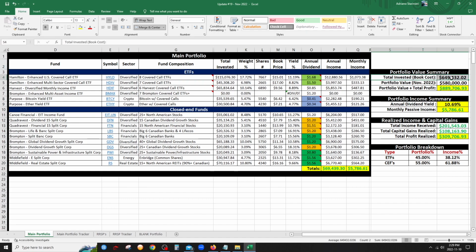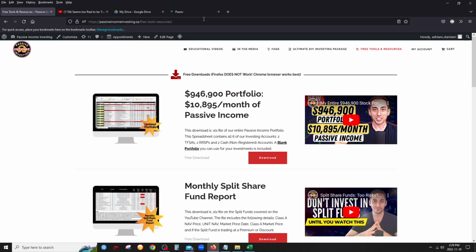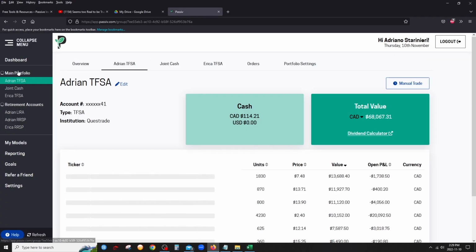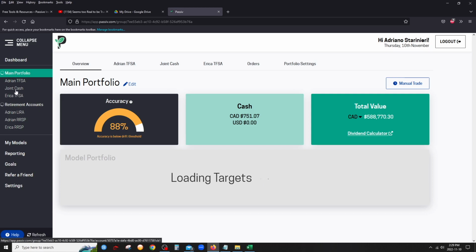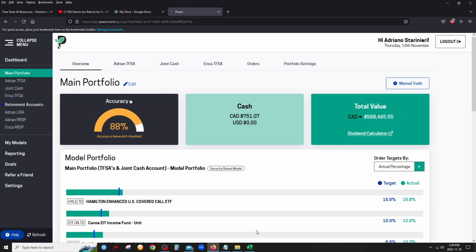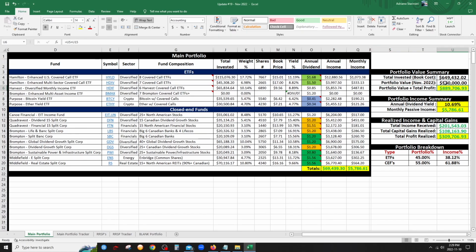This is the book cost, like I said, portfolio value. So what is this number, portfolio value? Well, this is simply the value of the 3 accounts combined. So what I do is I just go in Passiv. I click on main portfolio, which will give me this guy, this guy, and this guy together. You'll see a total value. So I just take this number here and plug it into the Excel right here. That's all it is. Now you see portfolio value plus total profit.